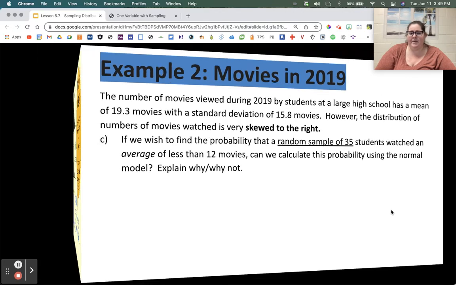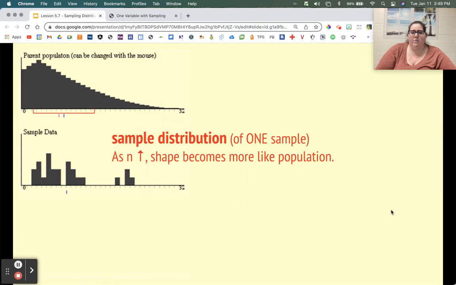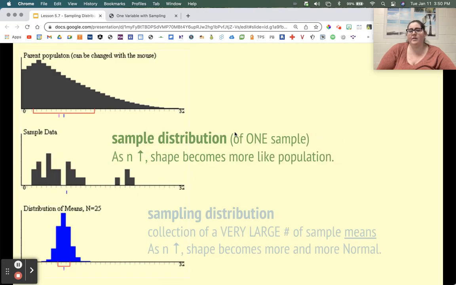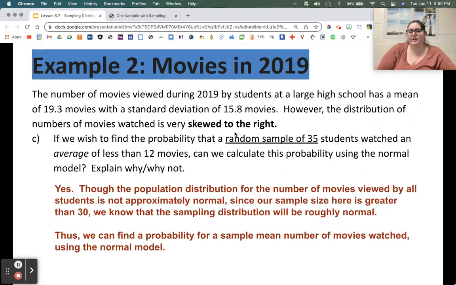So again, on part B of that question, we'll go back to it. Because we just talked about one sample and not the mean, this is not actually a sampling distribution, and its shape is going to be similar to the shape of the original distribution, which was skewed to the right. So let's look at what the wording would be for a sampling distribution.